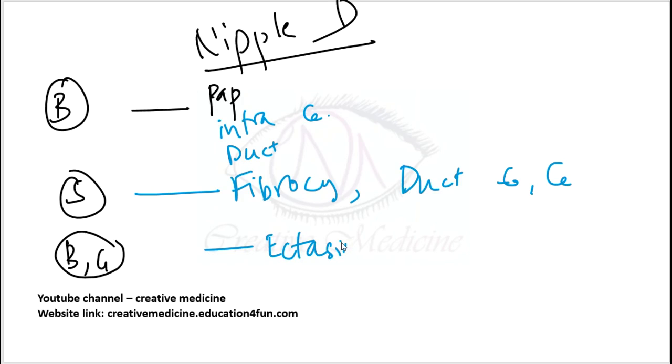So blood-stained discharge occurs in duct papilloma, intraductal carcinoma and duct ectasia, whereas serous discharge occurs in fibrocystic disease, carcinoma and duct ectasia, whereas blackish and greenish discharge occurs in duct ectasia. If you were asked what is the most common greenish discharge, it is duct ectasia. If you were asked what is the most common blood-stained discharge, it is duct papilloma.